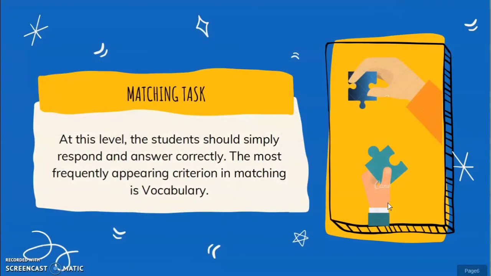The next will be matching task. At this level, the student should simply respond and answer correctly. The most frequently appearing criterion in matching is vocabulary. So, in this matching task, teachers usually use it to test the vocabulary skill of students. Therefore, they will learn about vocabulary.